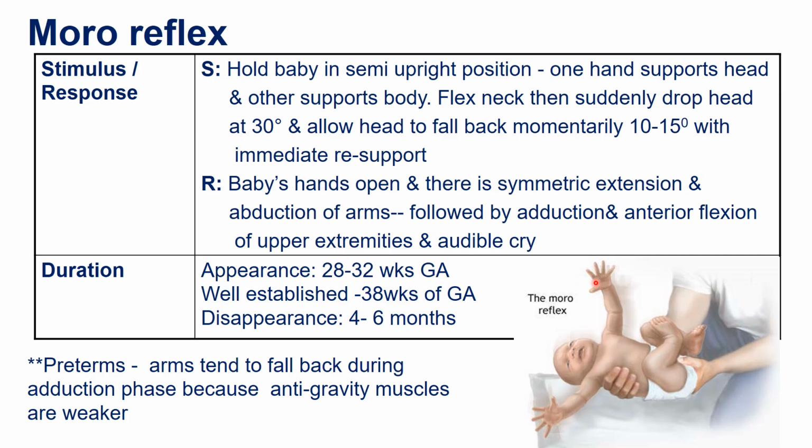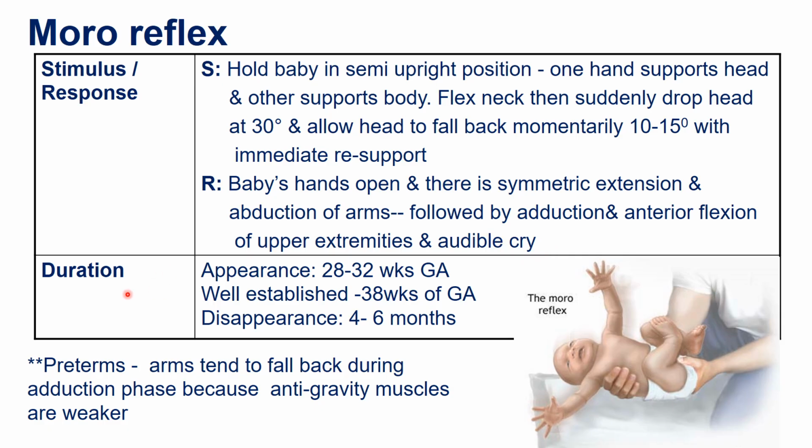The baby's hands are open, there is symmetrical extension and then abduction of both arms. After that it is followed by adduction, that is coming back, and anterior flexion of the upper extremities with an audible cry. So this is the response.